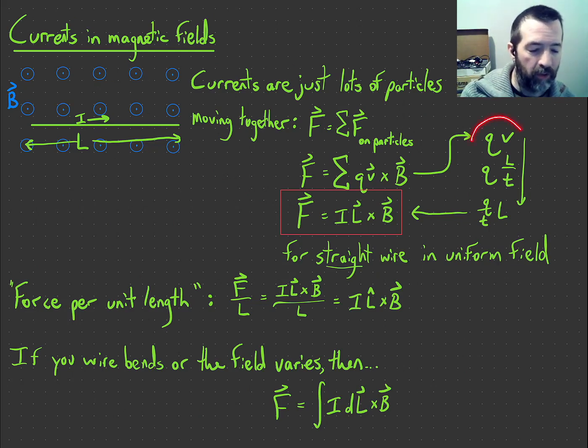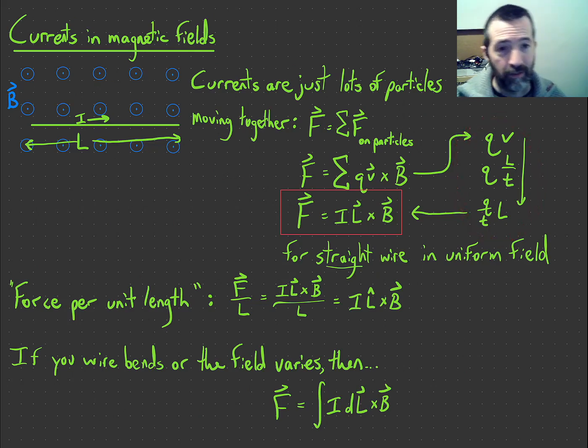And so I have a very quick and dirty version of it right here, which is that v in the qv cross B is like a distance per time, or length per time. So if you just take the time and you move it from underneath the distance to underneath the charge, then you have current times distance, or current times length. That's effectively all there is to it. So they are basically the same equation.